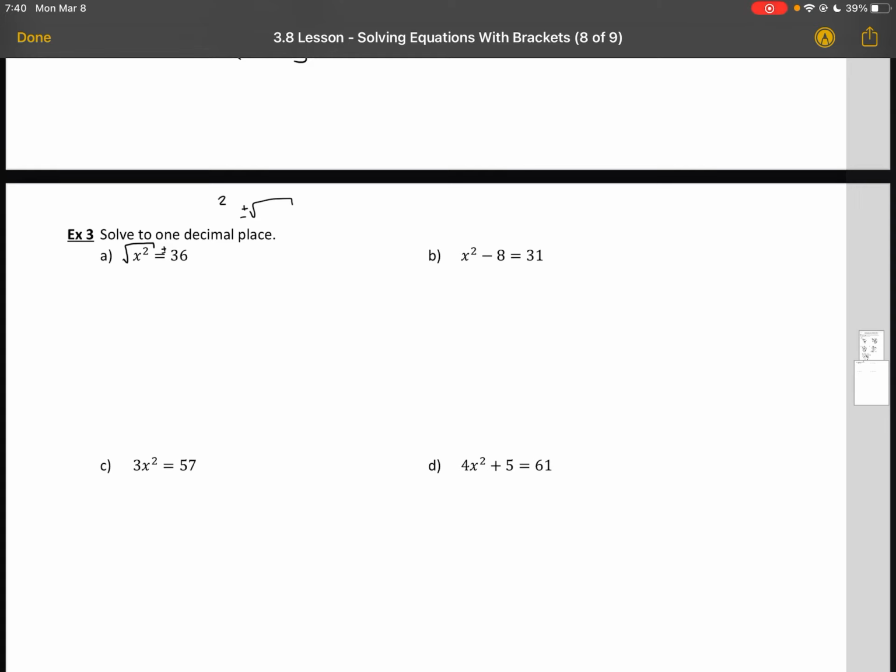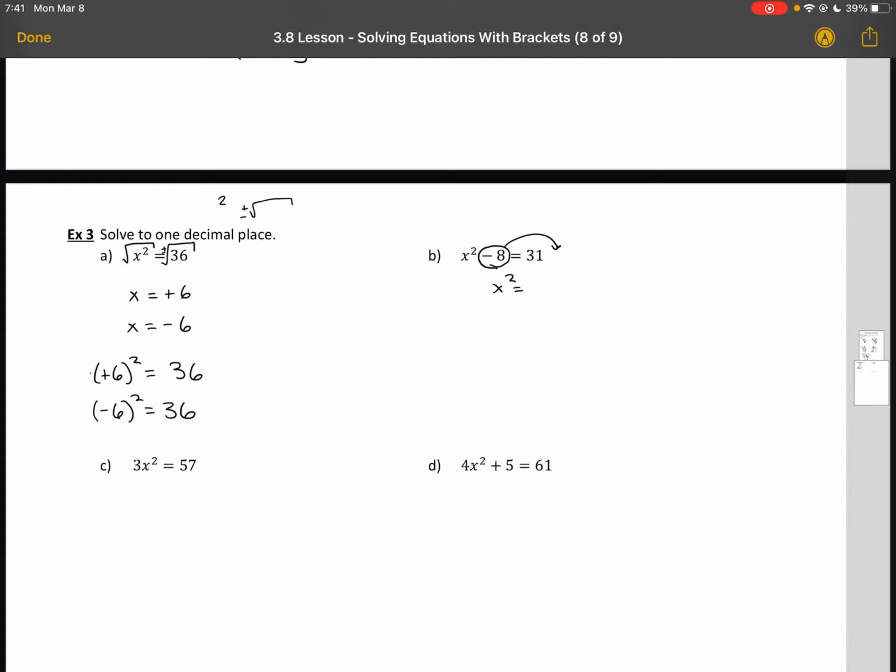So I see I have x squared. In order to undo that, I'm going to take the square root. My answer here could be positive 6 or it could be negative 6. That is true because positive 6 squared is equal to 36 and negative 6 squared is also equal to 36. Two answers.